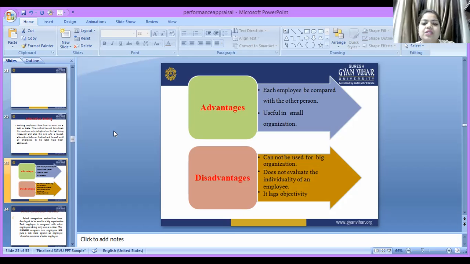It does not evaluate the individuality of an employee because we cannot compare. We don't know about the individuality, personality, their capability. We can just compare on their performance only. It lacks objectivity. Sometimes we will find that the ranking method is not helpful for achieving the organization's goals. So according to the organization, we should firstly keep the objective in mind. After that, we can use the method suitable for the performance appraisal.